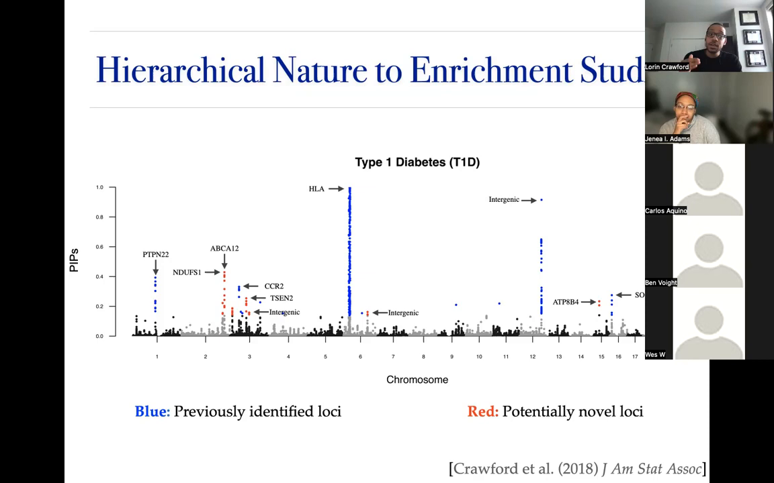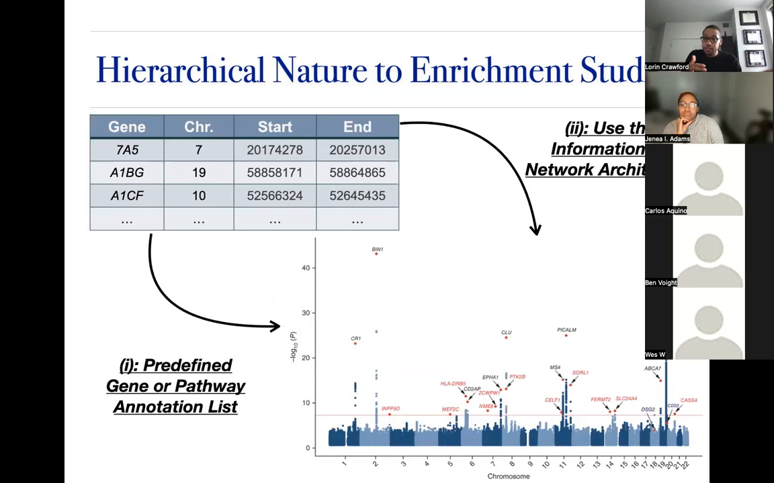It sets me up with information that feeds into itself, where I have a list of genes at the top. I know which chromosome each gene is on, and I know the start and end positions for the boundary of that given gene. And so I also know which SNPs fall on that chromosome, within that boundary. So I have a predefined gene or pathway annotation list, and I can use information from that list to inform my network architecture. So stay with me a little bit.